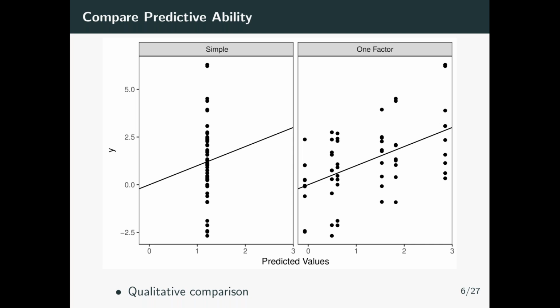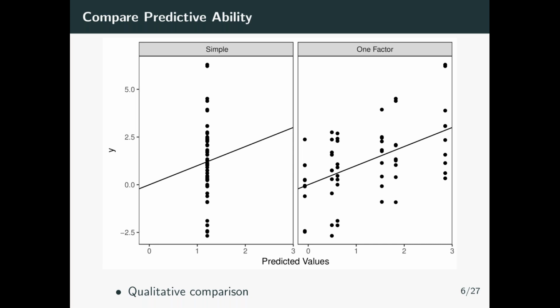Okay, so the left graphic is associated with the simple model, and the right graphic is the one-factor model. The horizontal axis on these graphs is the predicted value of the model, and the vertical axis is the actual measurement. As you would expect, all the points fall in a vertical line for the simple model because there's just one predicted value, the mean of all the observations. For the one-factor model, there are 6 vertical lines of points, one for each of the bottle means.